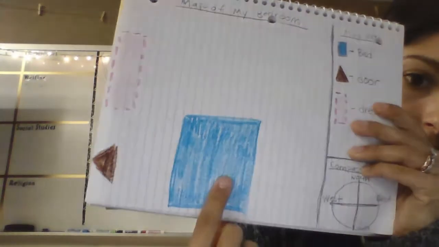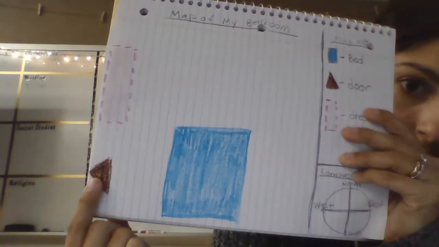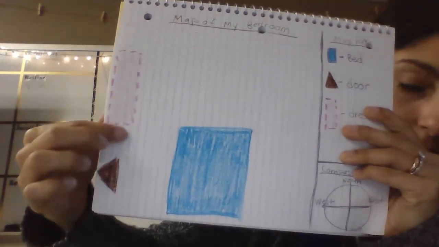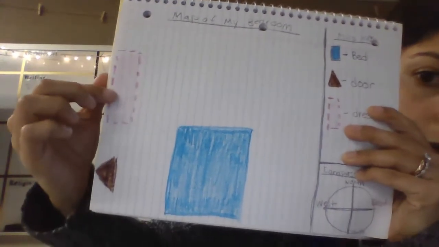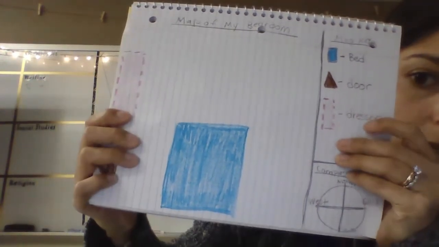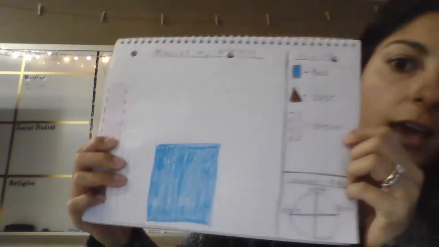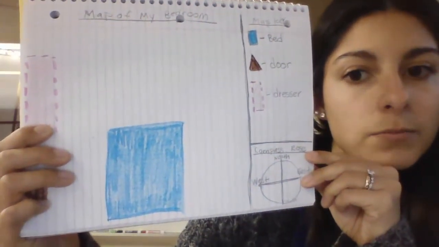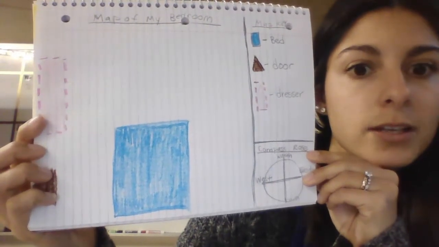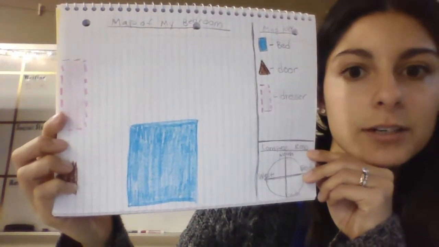In my room, my bed is here, my door is here, and my dresser is right here. This is where I put my clothes. People will know because they'll see it on my map key. And then the last thing, so go ahead and do that. Sorry, pause the video. Make sure you have these three things: your bed, your door, and your dresser.